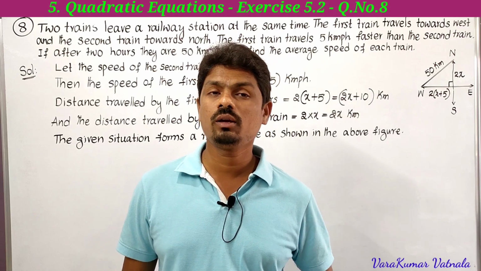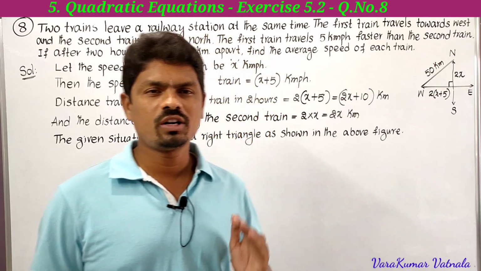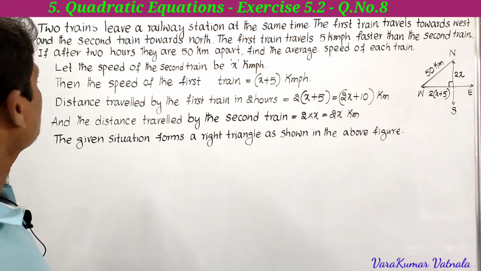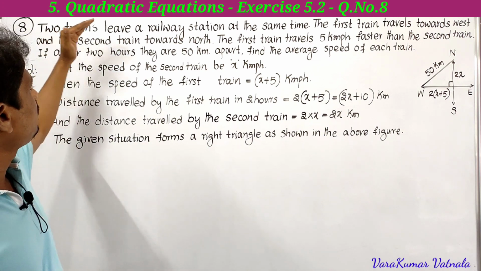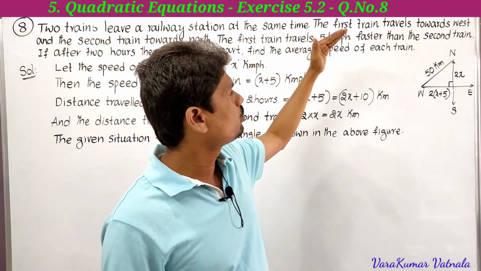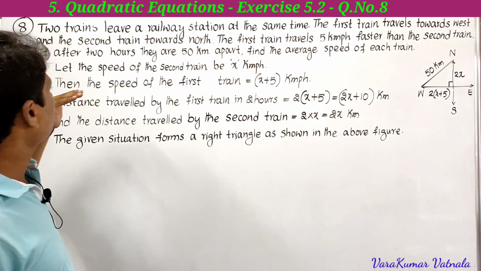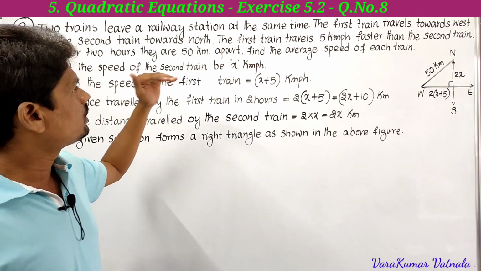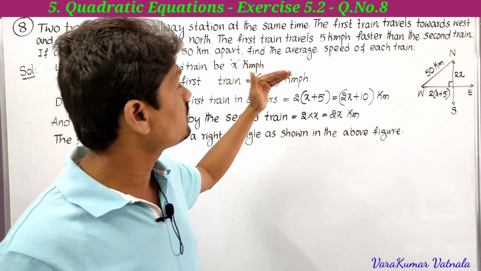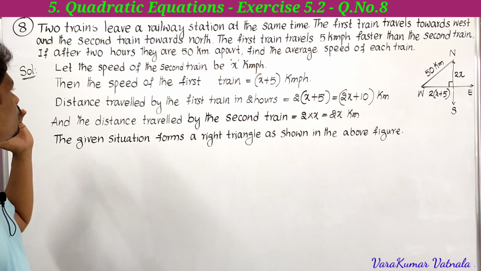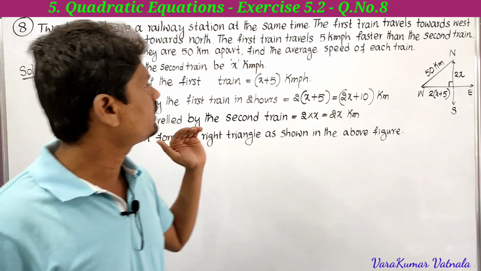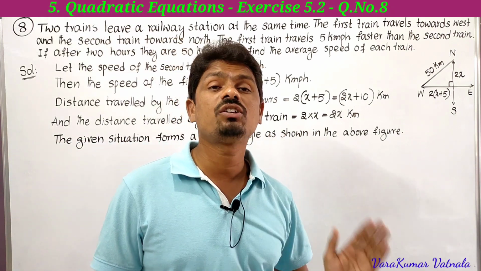Today we are going to solve a problem from the 5th chapter, Quadratic Equations, exercise 5.2, 8th problem. See here what is given. Two trains leave a railway station at the same time. The first train travels towards west and the second train towards north. The first train travels 5 km per hour faster than the second train. If after 2 hours they are 50 km apart, find the average speed of each train.